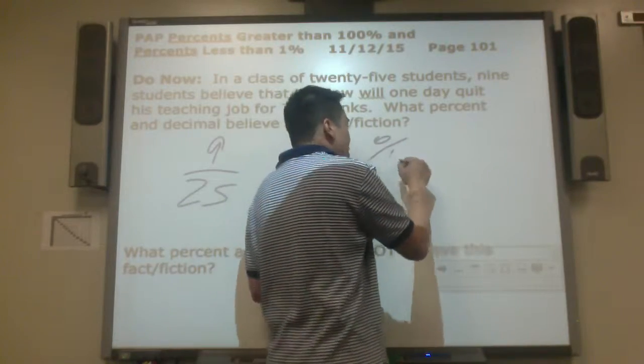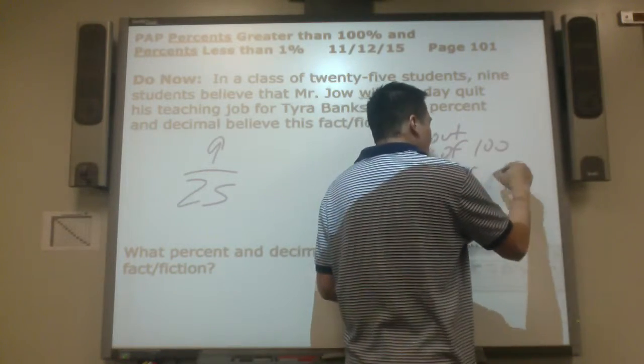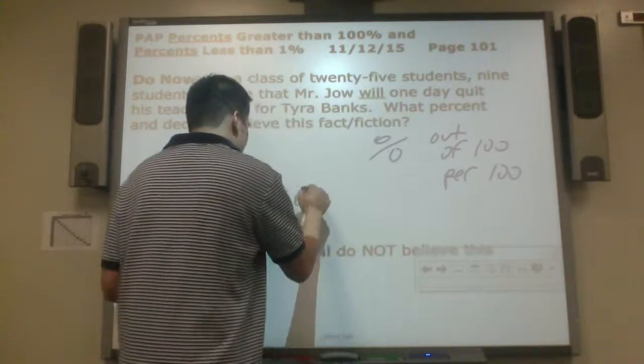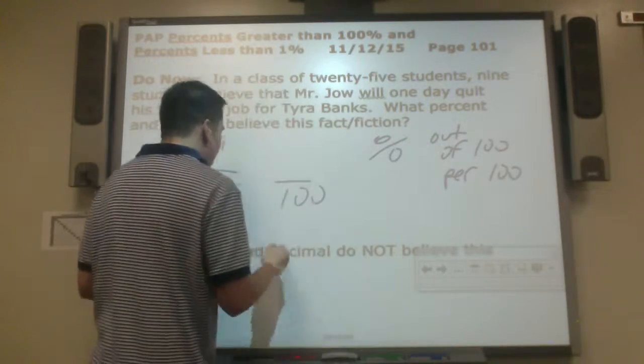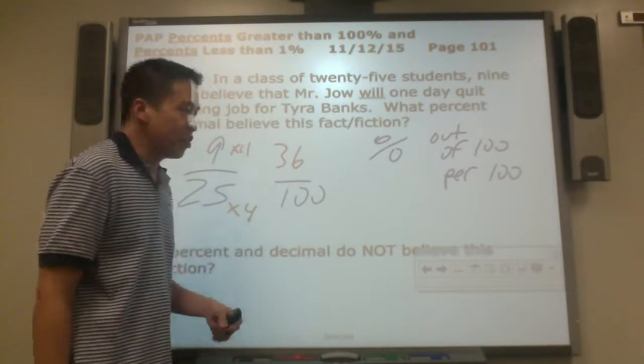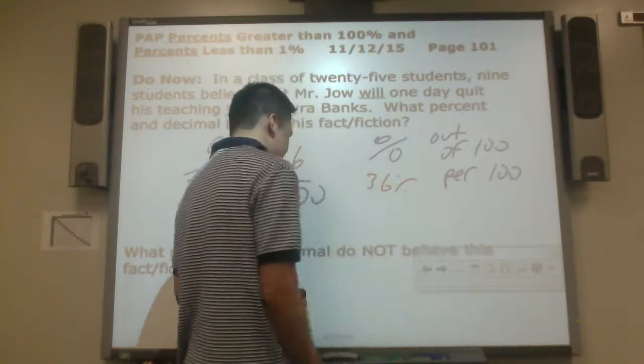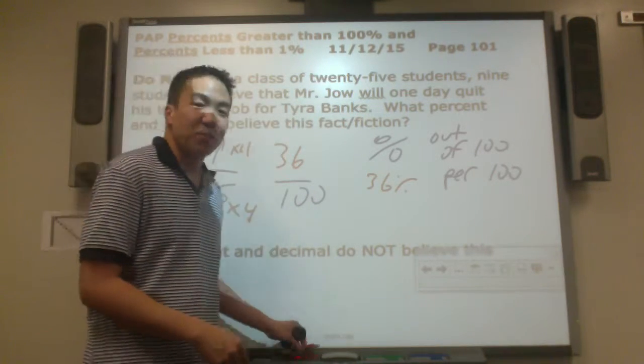What does the definition of percent mean? It's out of 100, or per 100. So how do I build up from 25 to 100? By 4. So I got 36 hundredths, or 36 per 100, or 36%. So 36% actually believe this.